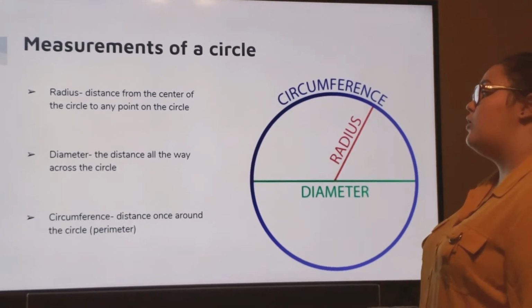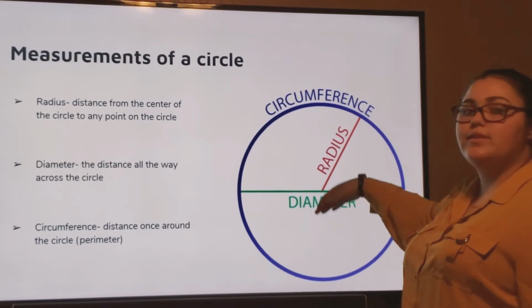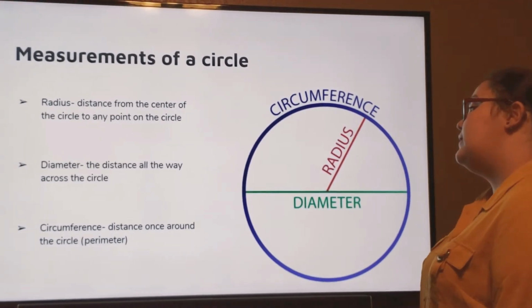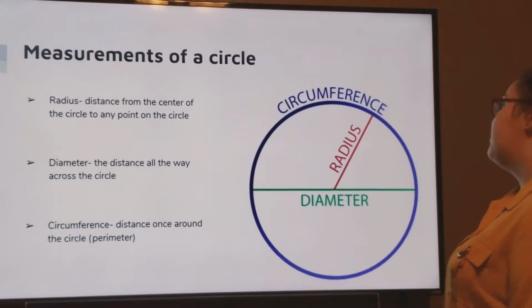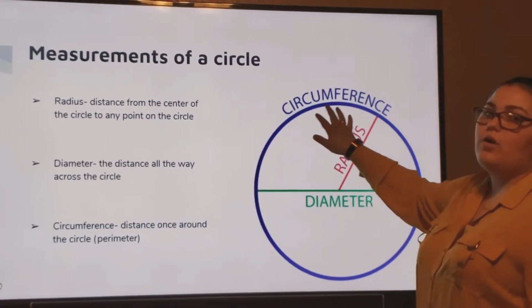Diameter is the distance all the way across the circle, so from one side to the other, cutting that circle in half. Circumference is the distance once around the circle, or its perimeter. So if you start here and walk all the way around and end up right here, you walk the circumference of the circle.